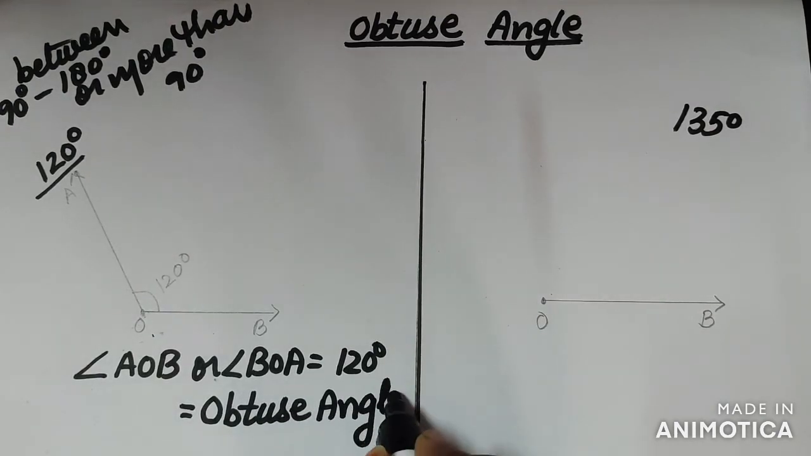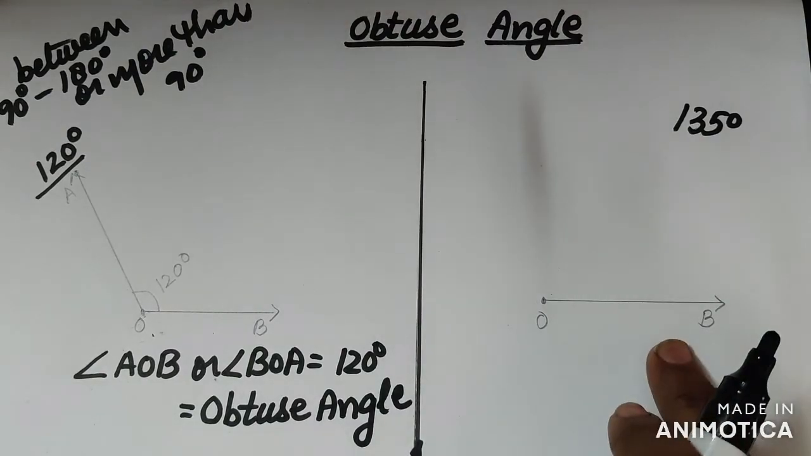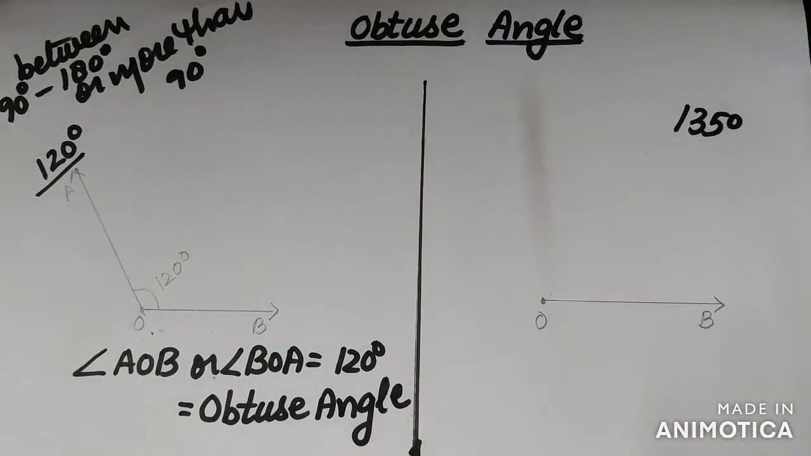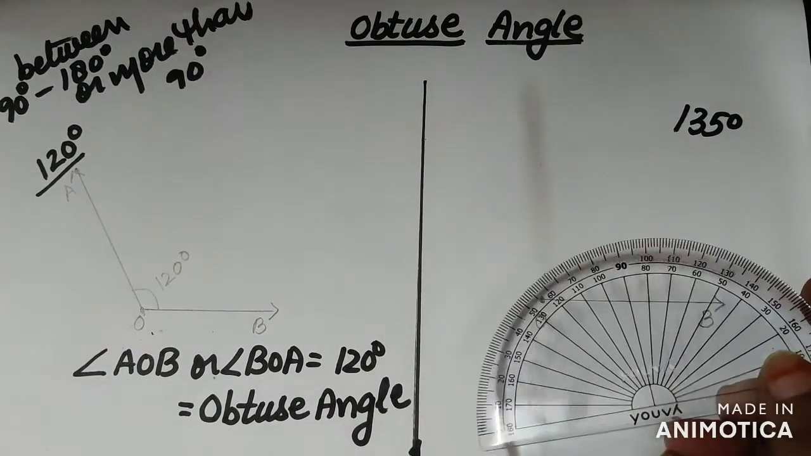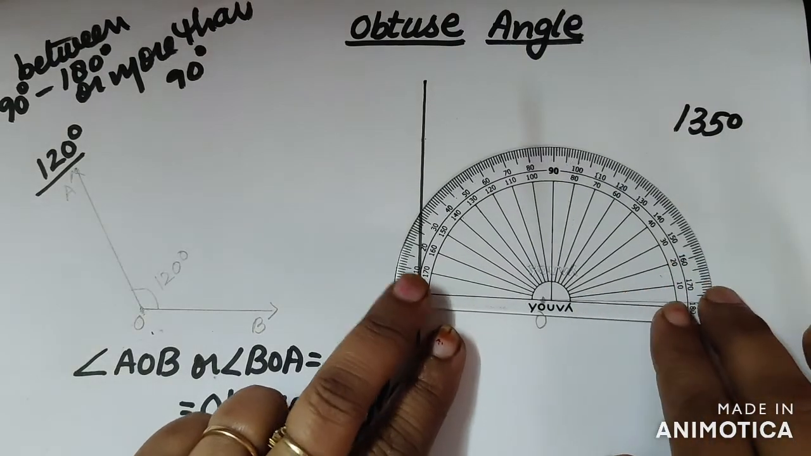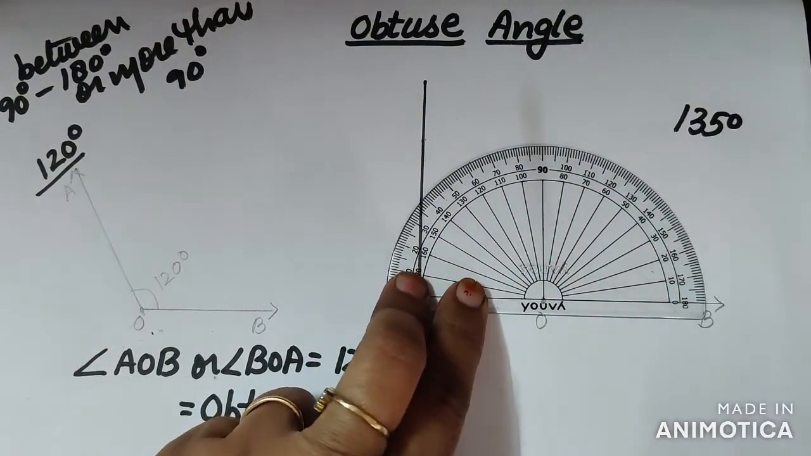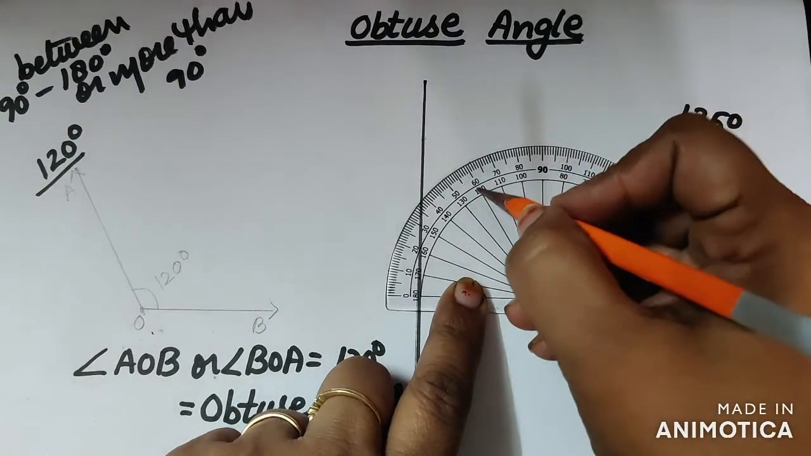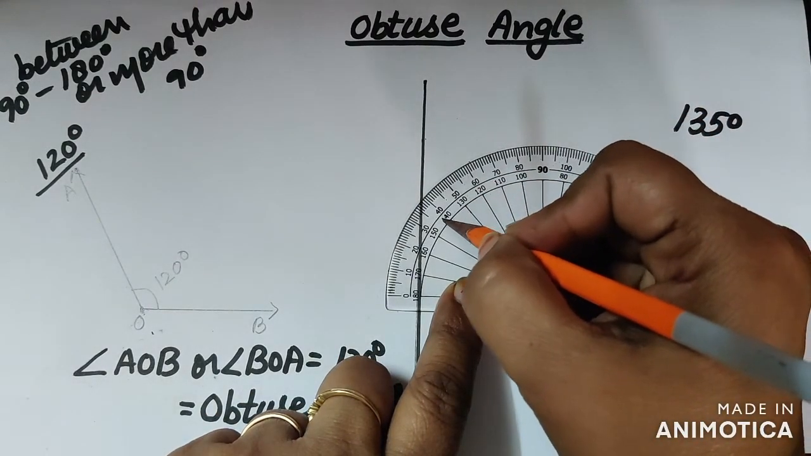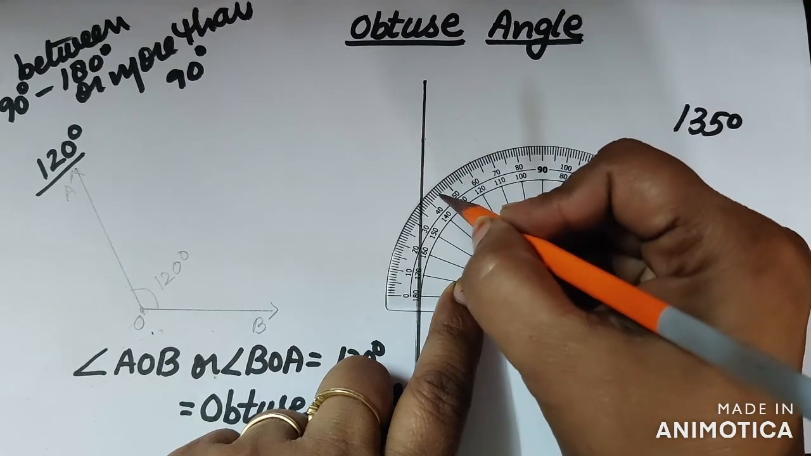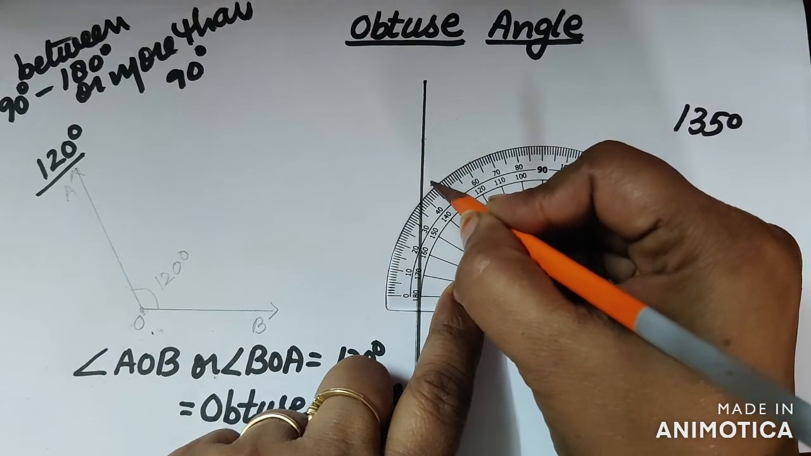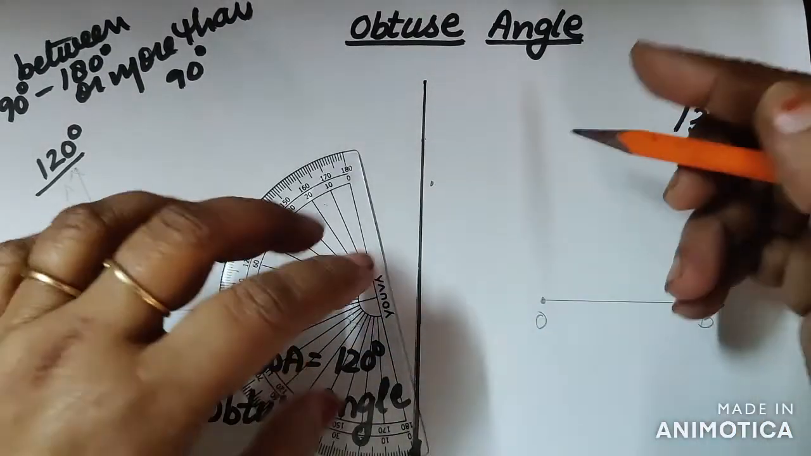In the same way children, you will just do the second one, that is OB, 135 degree. Draw the baseline. On the vertex, put the center of the protractor. 0 on the baseline. After that, just count the inner scale 135. So 135 will be between 130 and 140. The smaller ones, 135 here. You will join it.